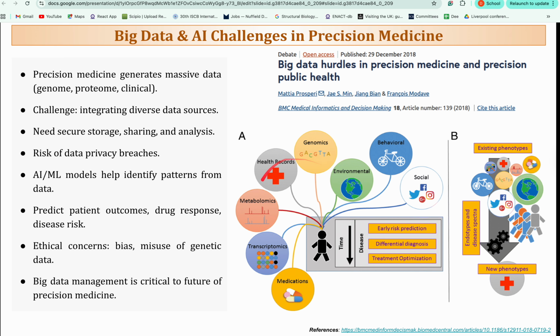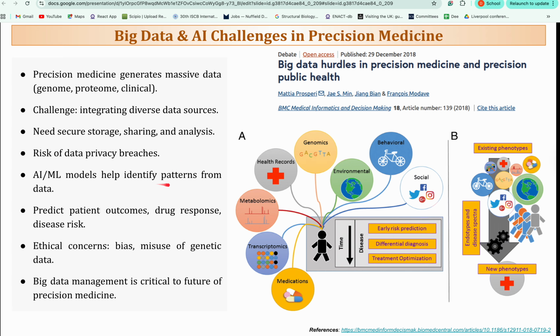We cannot make the data of each and everyone open to everyone. We need to provide some level of security. We need to provide some place to store that data, and we also need to analyze that. So that is also another challenge. There is the risk of data privacy breaches. So if that data is used by some other agency or other individual to harm them, then also it is very bad. So there is a risk of breaches of data privacy.